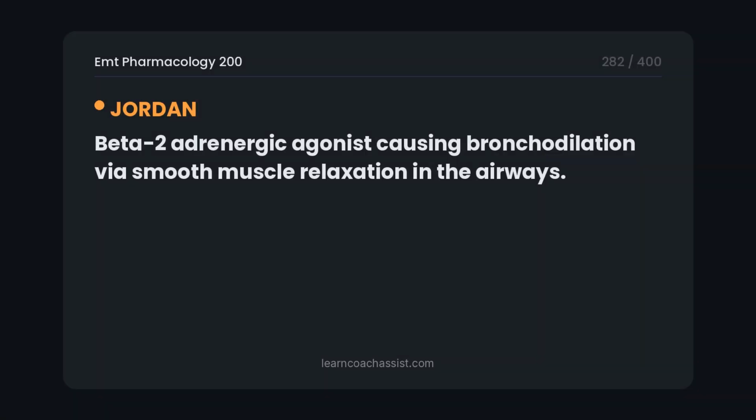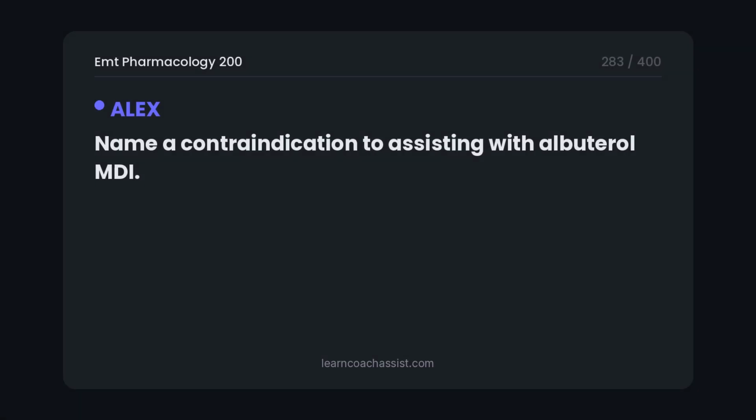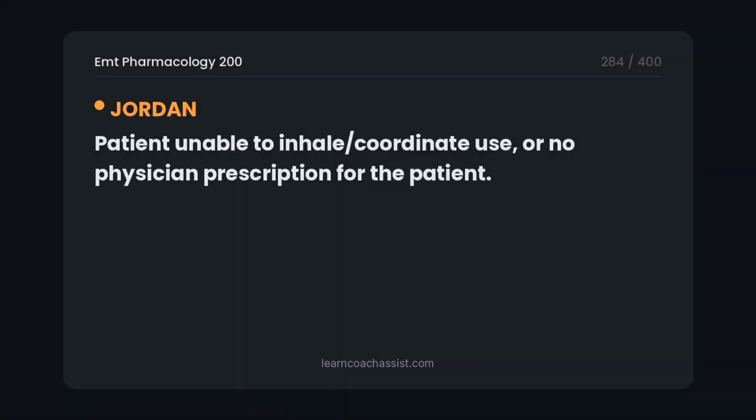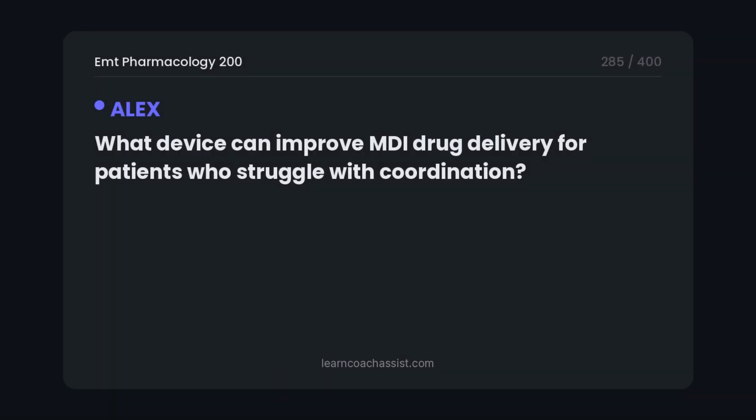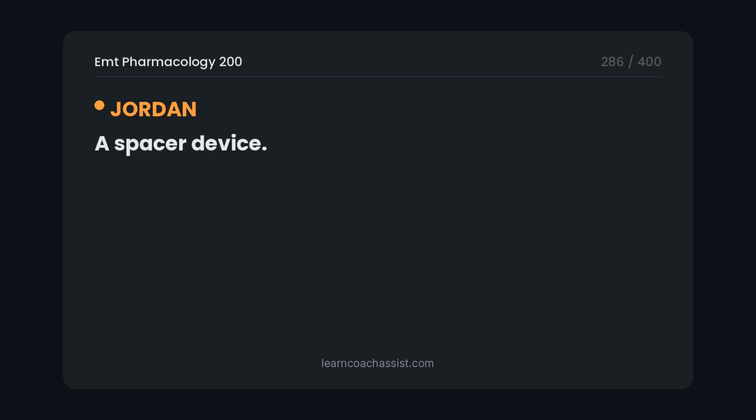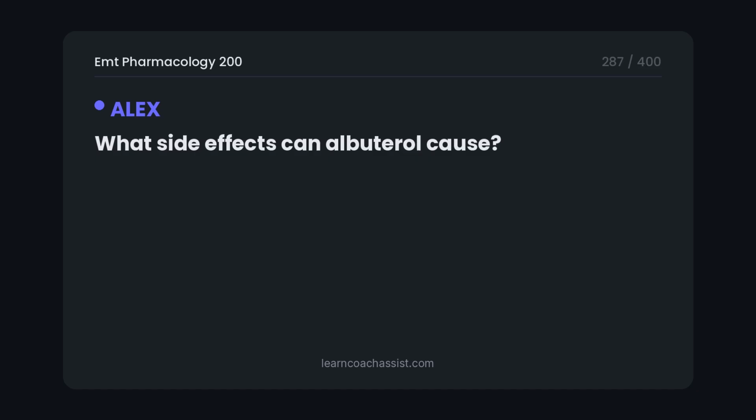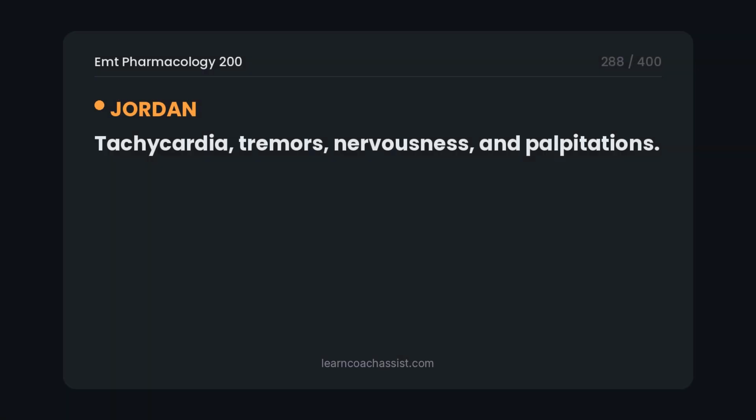What is the mechanism of action of albuterol? Beta-2 adrenergic agonist causing bronchodilation via smooth muscle relaxation in the airways. Name a contraindication to assisting with albuterol MDI. Patient unable to inhale/coordinate use, or no physician prescription for the patient. What device can improve MDI drug delivery for patients who struggle with coordination? A spacer device. What side effects can albuterol cause? Tachycardia, tremors, nervousness, and palpitations.